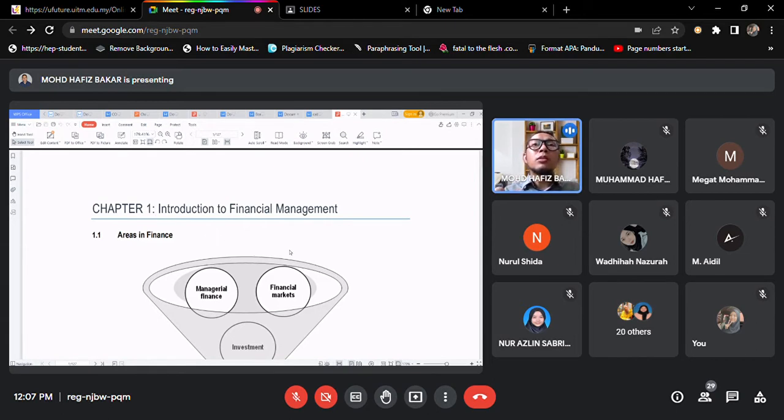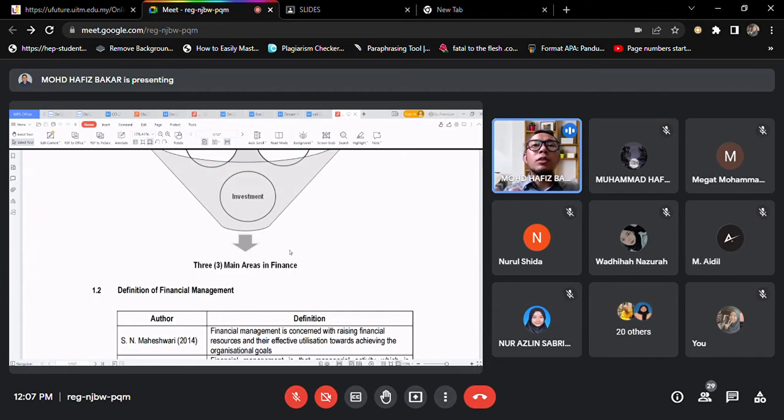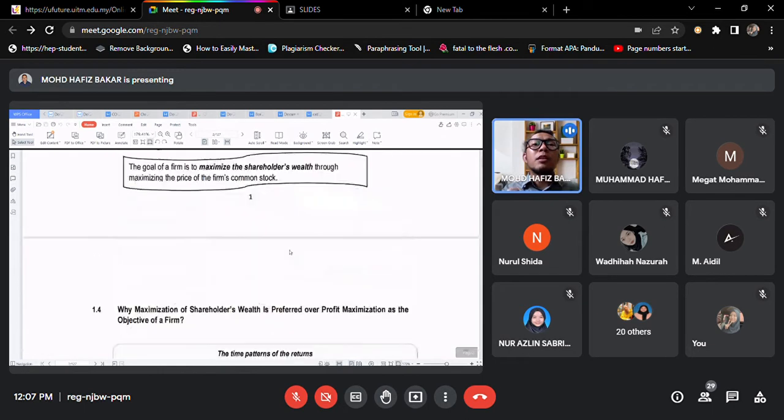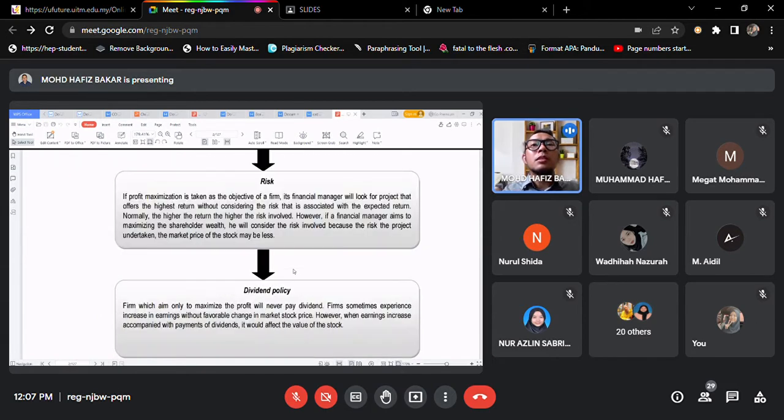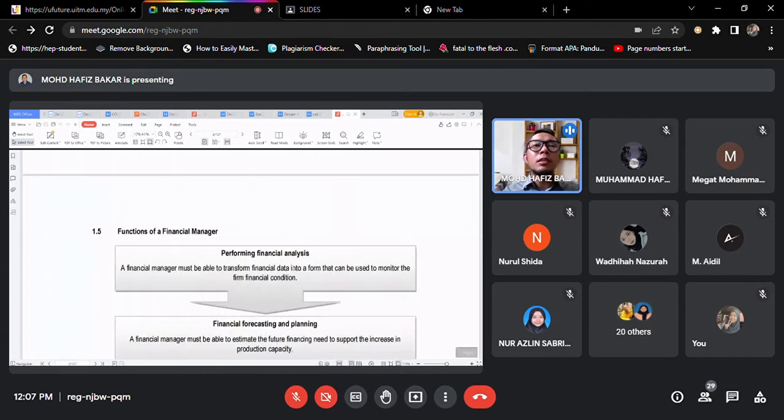So you will know about finance, what is the role of the financial manager, what the areas of finance consist of, why maximization of shareholder wealth is preferred over profit maximization. Why they choose shareholder wealth compared to profit maximization. So you will know what are the elements and factors on that.